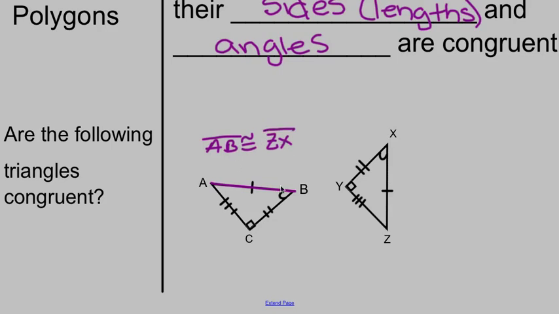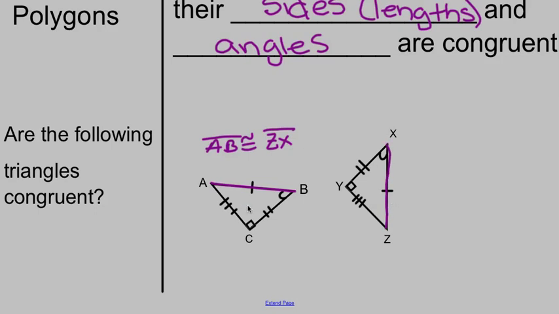It is very important to put it in the same order. A did not have an angle sign, B did. No angle to one angle, no angle to one angle. A to B, Z to X. Make sure they go in the same order. So I have found that one side is congruent.